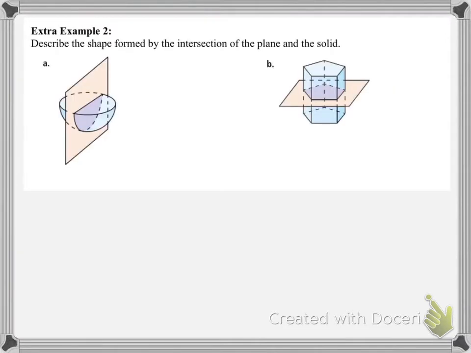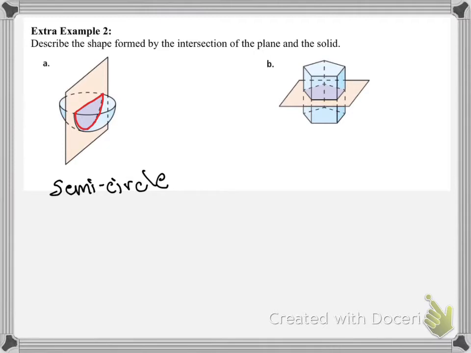Okay, so let's see if we can visualize what these look like. Describe the shape formed by the intersection of the plane and the solid. Here I have my plane slicing through this solid, and I want to figure out what shape is made by the intersection. If you notice, this 2D shape is created, and it looks like part of a circle. It's actually a semicircle.